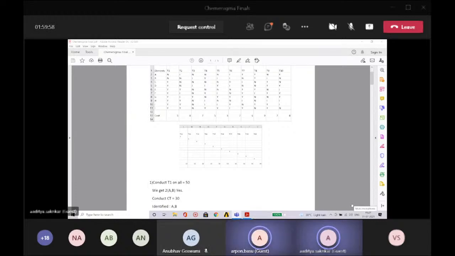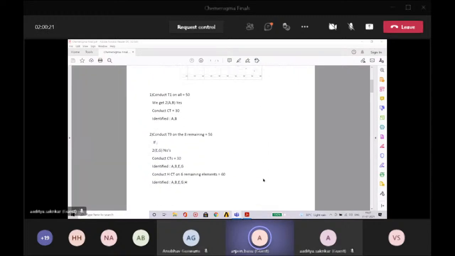Logically speaking, in algorithmic terms, we have performed more CTs than required, but as we are mentioning again and again, we have to confirm fully that the elements we have isolated are indeed the ones. So then, can you just scroll down, please? Then we conduct T9 on the 8 remaining.